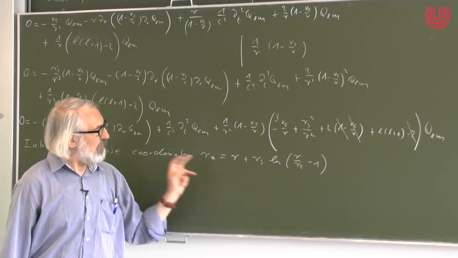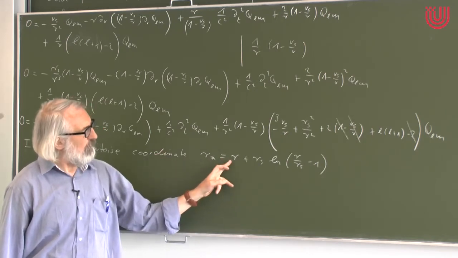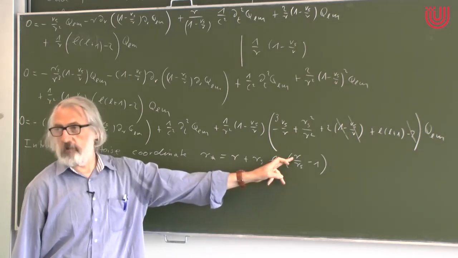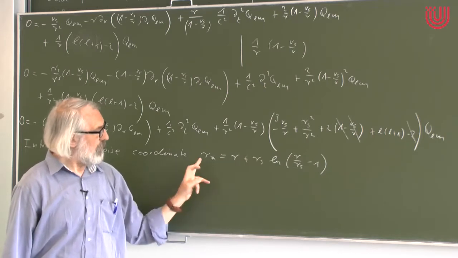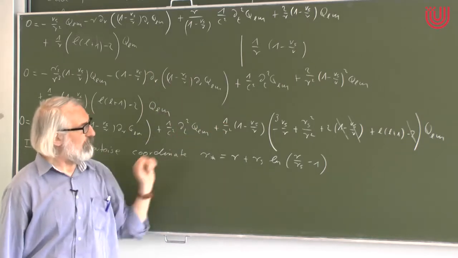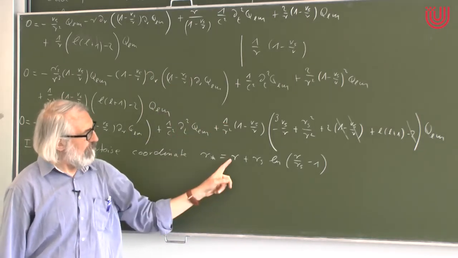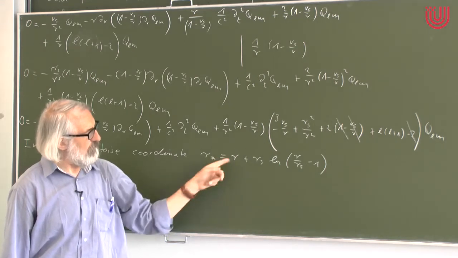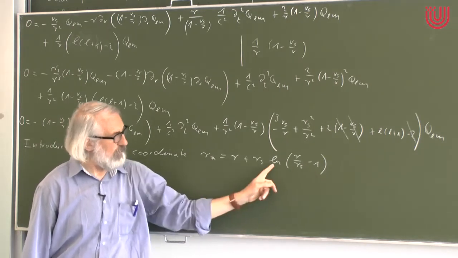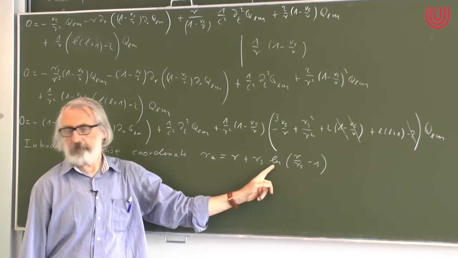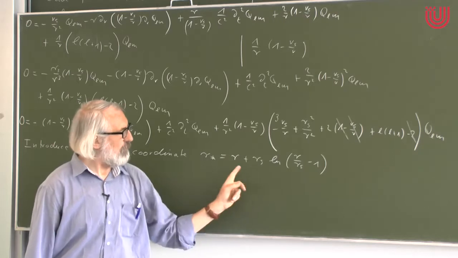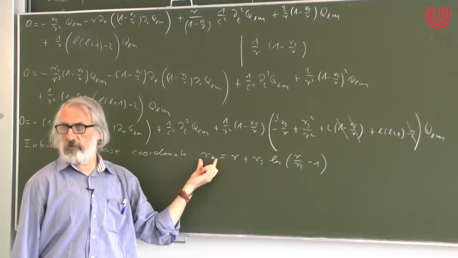So let's see what the tortoise coordinate is doing. If r goes to infinity, the log of infinity is also infinity. So r equal infinity corresponds to r star equal infinity. What is far away from the black hole is the same in the r and in the r star coordinate. But if the horizon is approached, if r goes to rs, then this term is finite, but r over rs goes to 1, 1 minus 1 is 0, and the log of 0 is minus infinity. So the tortoise coordinate goes to minus infinity.